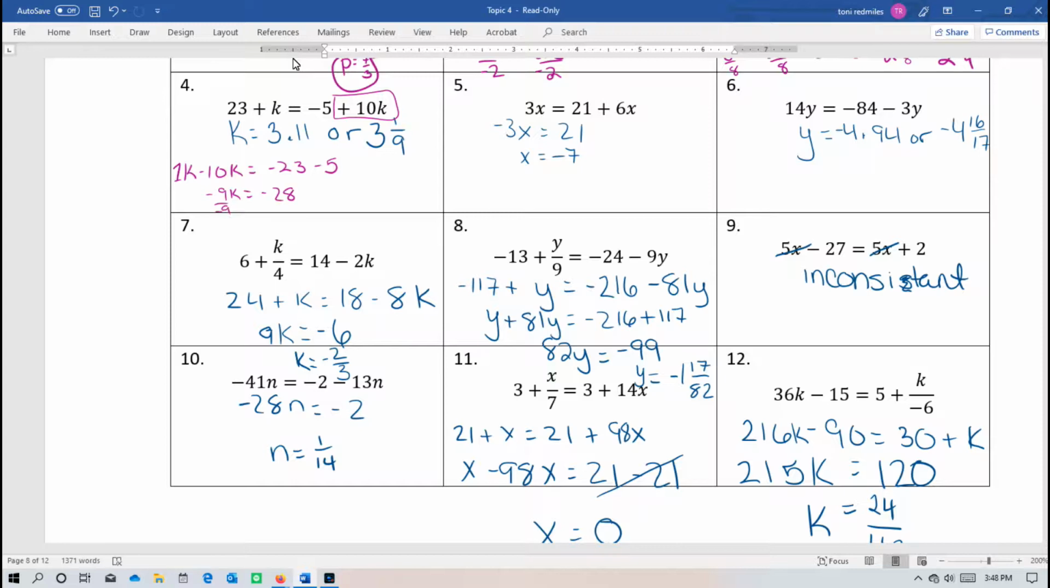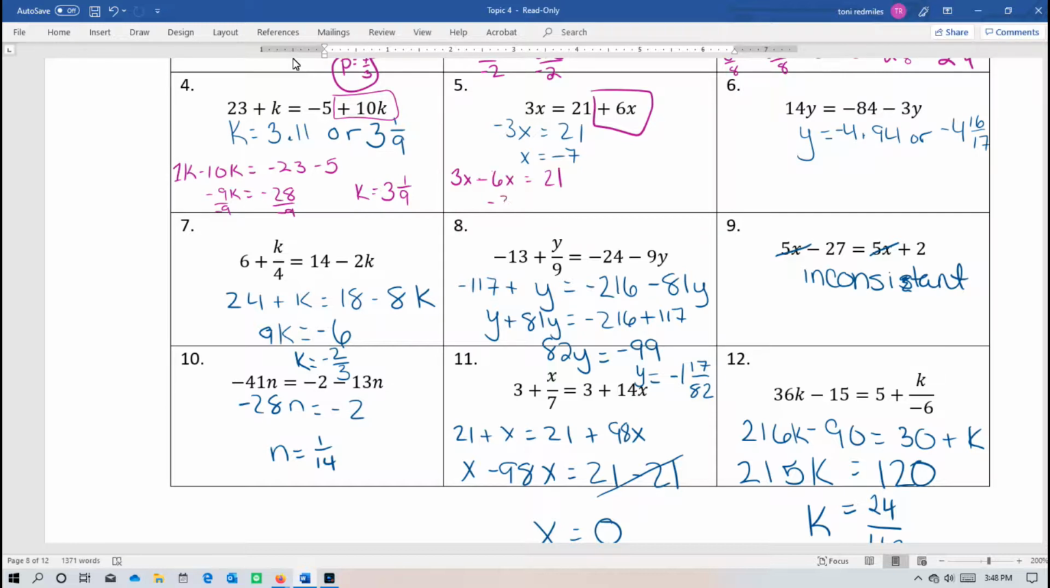Well, I'm going to divide both sides by that negative. 2 negatives is going to give me a positive for my answer. 9 goes into 28 3 times with 1 left over because it's 27. So 3 1/9.